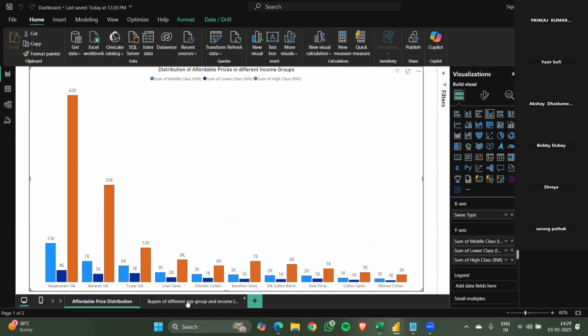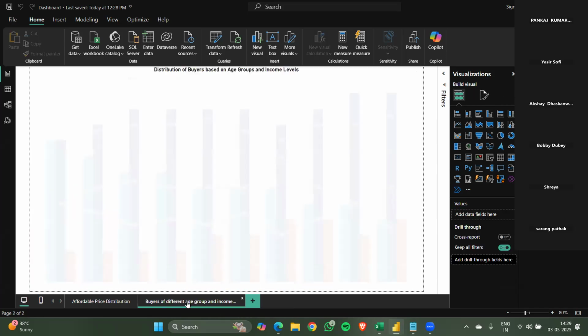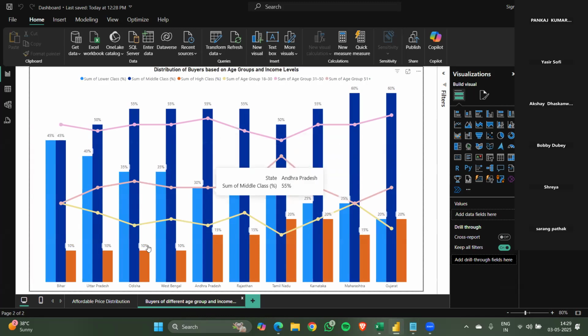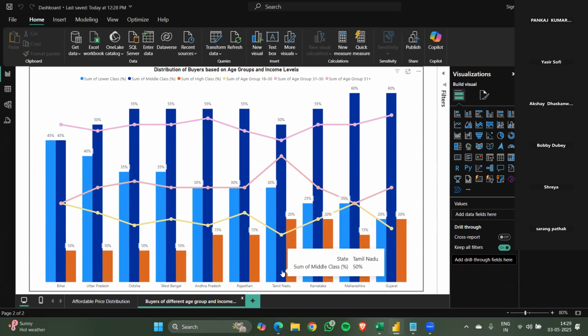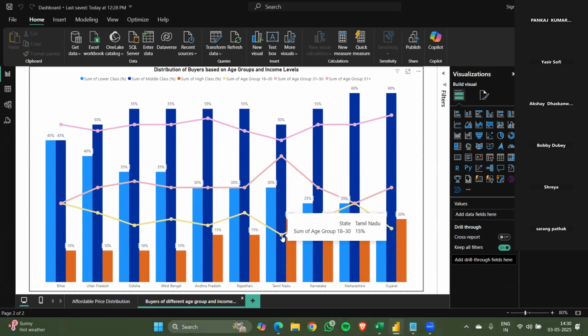Next, what I did was on buyers of different age groups and income groups. The bars represent the income levels, and the lines represent the age groups. Here you can see that in Tamil Nadu, 50% of the people buying sarees were middle class, and for example, in age group 18 to 30 in Tamil Nadu, 15% of the people buying sarees were from that age group. That's it. I did this much.